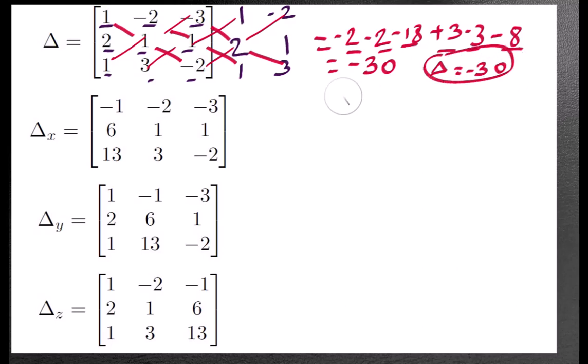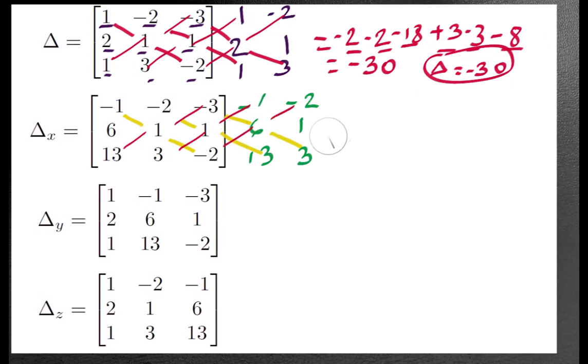So to find x, y and z, we have to calculate dx, the determinant of x, the determinant of y and the determinant of z, and divide them by the determinant we just found. So we go ahead and do the same type of operations here. We repeat the two columns, minus 1, 6, 13, and minus 2, 1 and 3. For the x, we replaced the column of x with the right vector, minus 1, 6 and 13, and we do exactly the same thing we did on the first one.